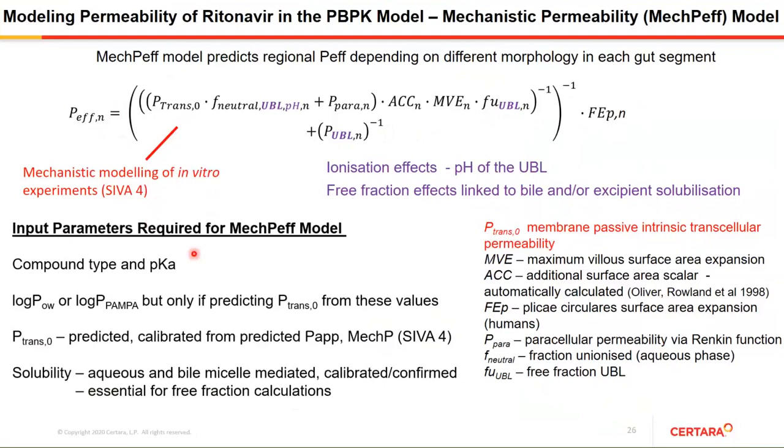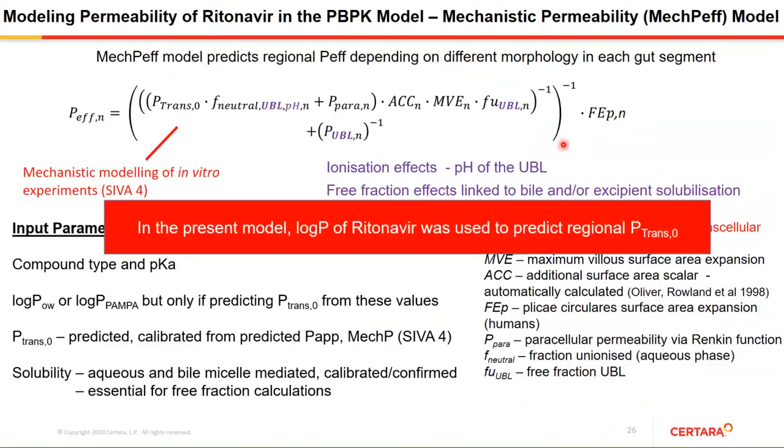Of course, the minimum input parameters which you need for this MechPeff model are the compound type, the pKa, and the logP, and you can predict or calibrate P trans naught from Caco-2 experiments. This is quite an important assumption, and I am going to discuss in a few slides why we needed a MechPeff model and not a direct prediction of Peff from Caco-2 in order to explain the food effects for ritonavir. So in this model for ritonavir, we used the mechanistic permeability model, and the logP of ritonavir was used to predict regional P trans naught.